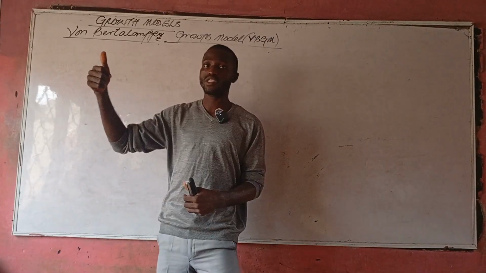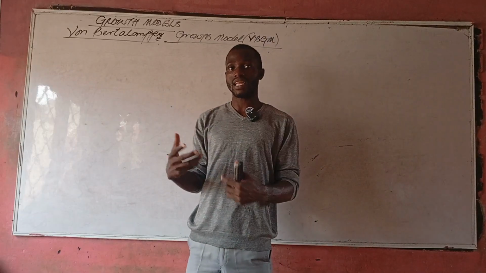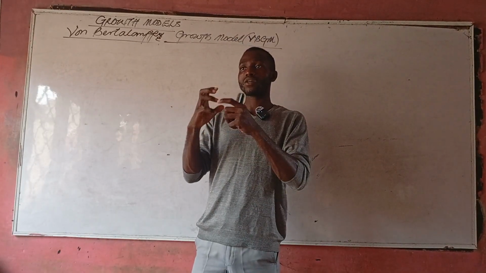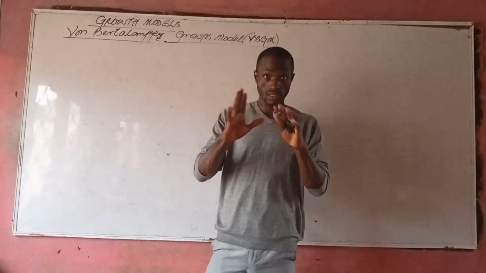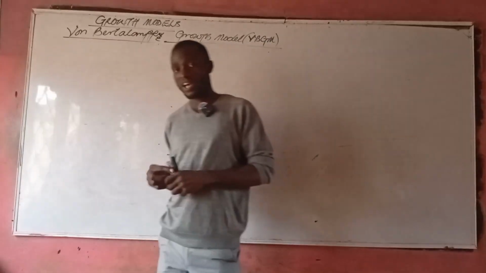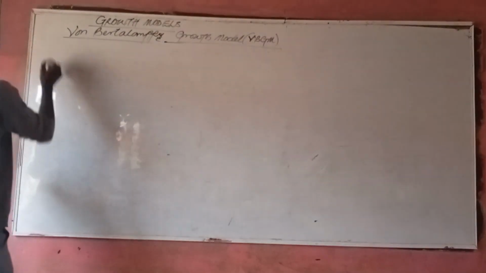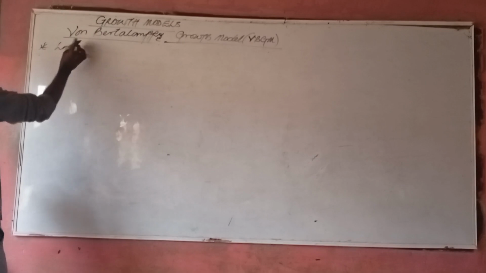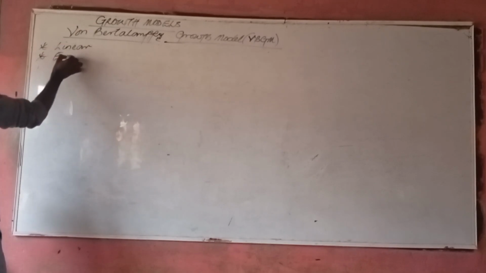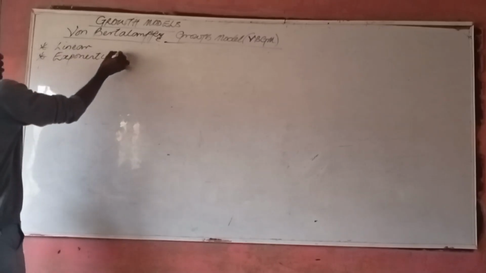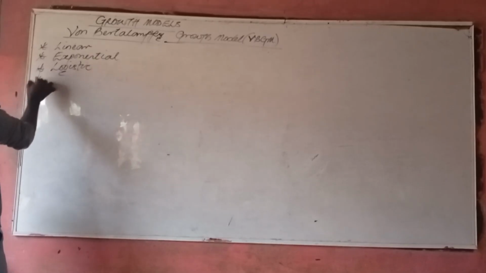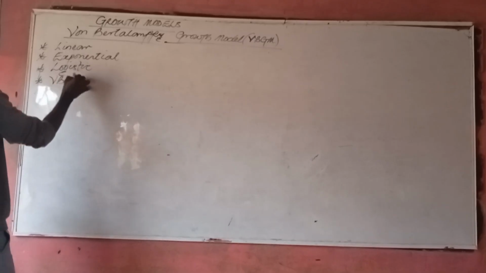And I'll tell you the field of study in which Von Bertalanffy is one of the best that is being used. So I'm going to be speaking practically in the context of fisheries in this video. I'm going to be modeling this in the context of fisheries. And there are four models that we're going to be considering. They are the linear model, we're going to see the exponential, then we'll see the logistic model, and then the last one is the Von Bertalanffy growth model.